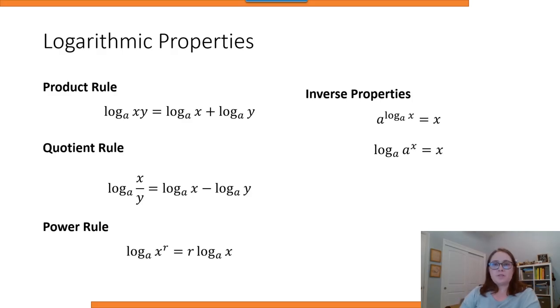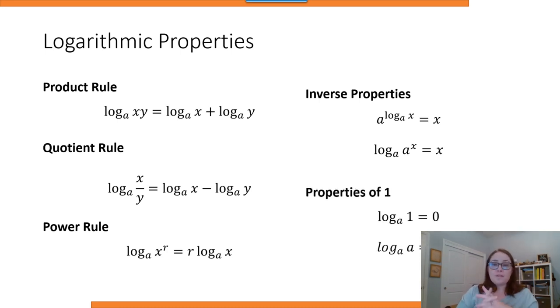Some other properties that are useful are inverse properties. Because exponentials and logs are inverses of each other, they undo each other and can be used in solving equations. So if I have a to the log base a of x, the log and the exponent just cancel out, and I end up with just the argument, x. Same thing if it's reversed, the log base a of a to the x is equal to just x.